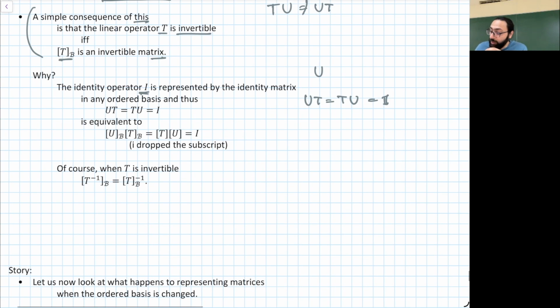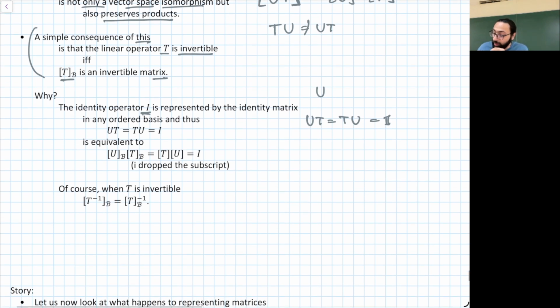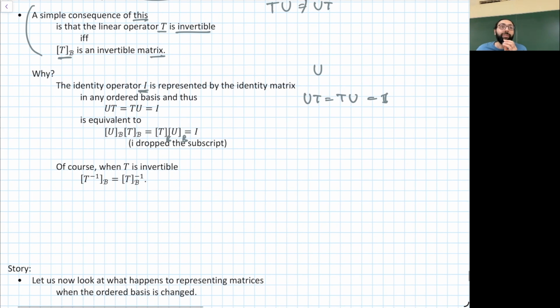Okay. Now, because this operation that maps linear operators to their corresponding matrices preserves products, that would mean that U times T is the same as T times U, I'm dropping the B, right, is the same as identity, right?